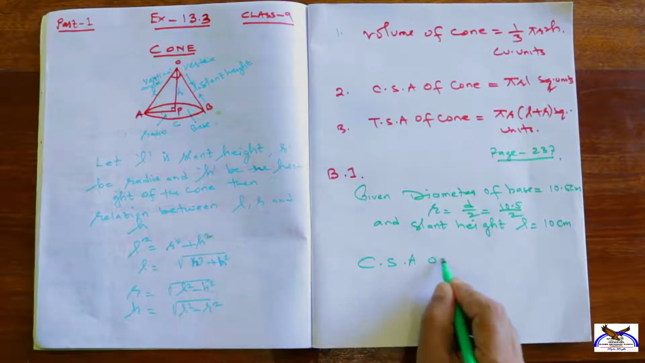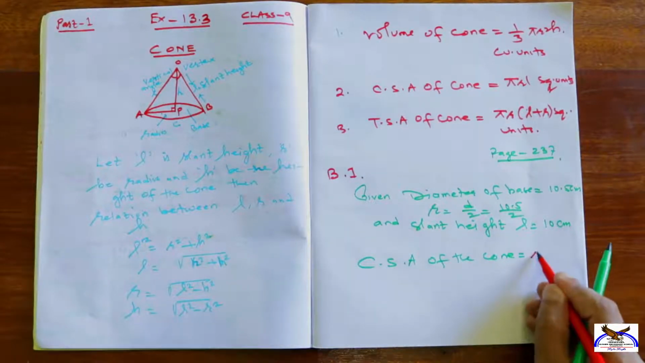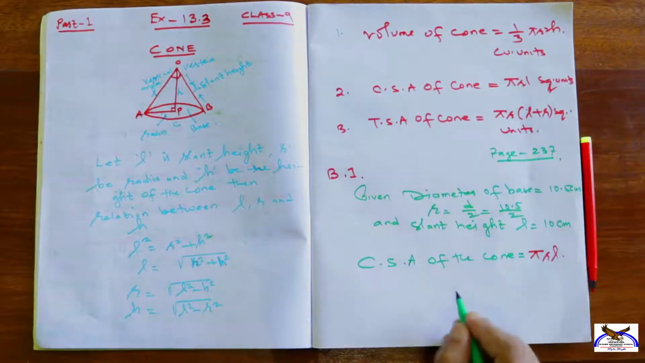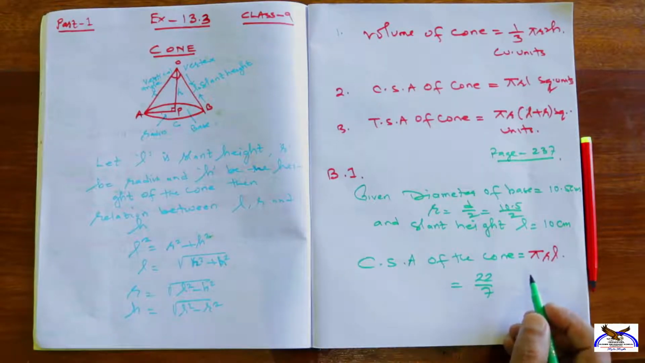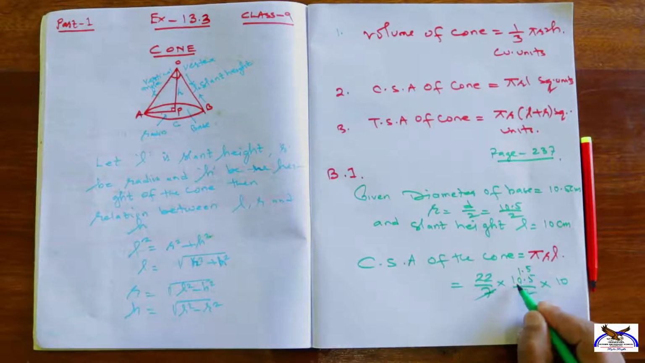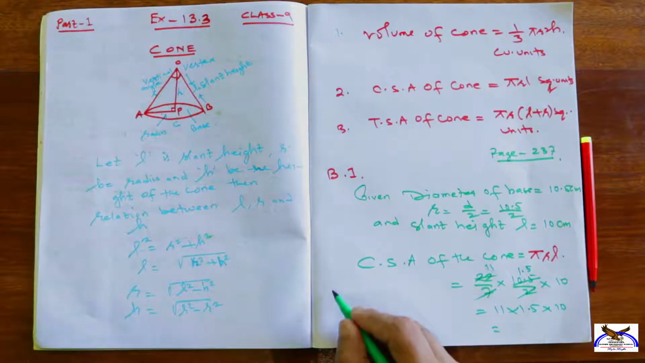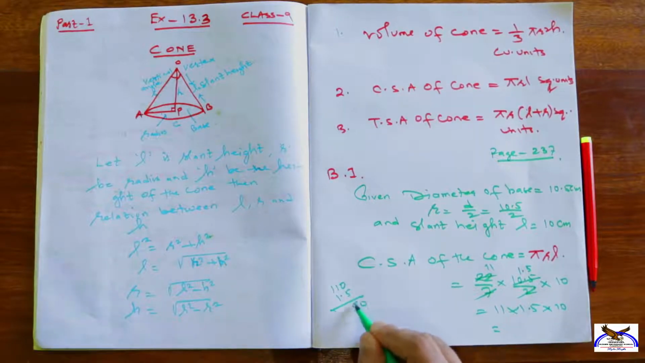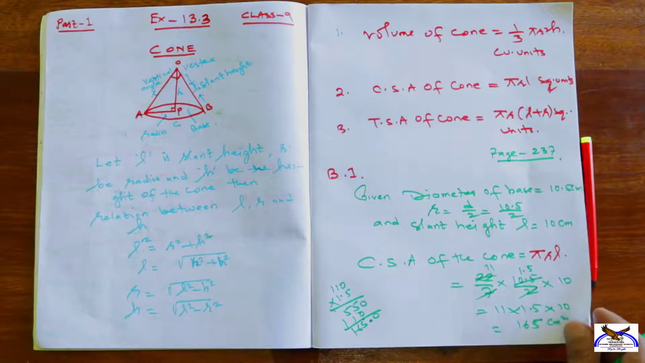So the curved surface area of the cone is pi r L. Pi r L is your formula here. Pi is 22 by 7. Unless the value of pi is given, you can use pi as 22 by 7. Radius is 10.5 divided by 2, and your slant height is 10. 7 5 are 35, 2 into 11. So 11 into 1.5 into 10. 11 10 are 110 into 1.5. You can multiply, with the decimal place. So it is 165 square centimeter.